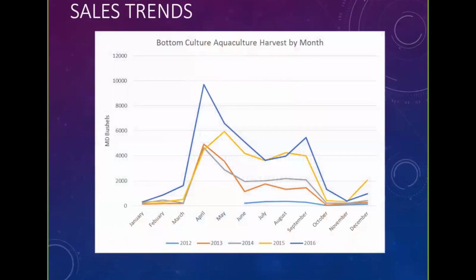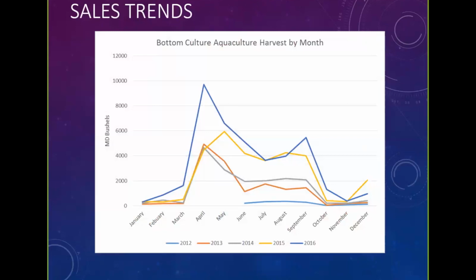So here in Maryland, I put together a graph of bottom culture aquaculture oyster harvest by month for the last several years. And what you can see is there is a steep increase in sales in March, and then it trickles down a little bit, and then there's a little bit more of a bump towards the end of the summer, and then it goes down to almost zero sales almost every single year from October until March again.